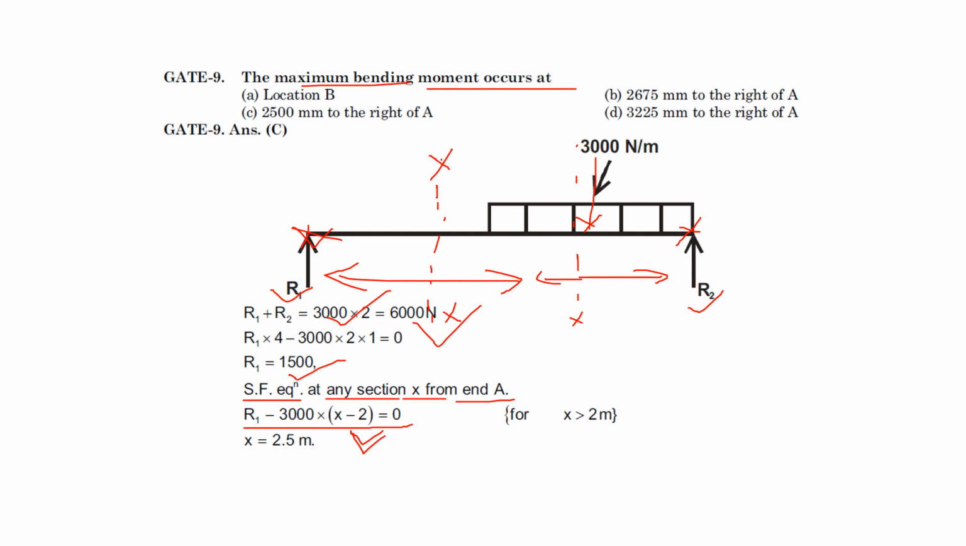So you can take any section and just write the shear force equation. For maximum bending moment, that will be 0, so they have put it as 0. If you solve for X, you will get 2.5 meter. It is nothing but 2500 mm to the right of A. So the answer is C.